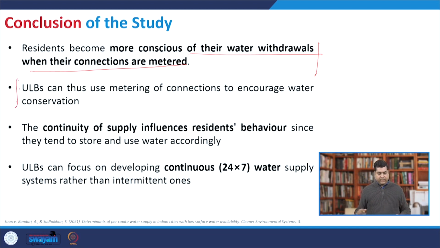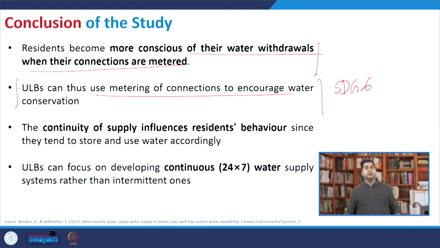Urban local bodies can thus use metering of connections to encourage water conservation as a policy, which is also something like the global goal under SDG 6, right? Which talks about safe, accessible, drinkable water.